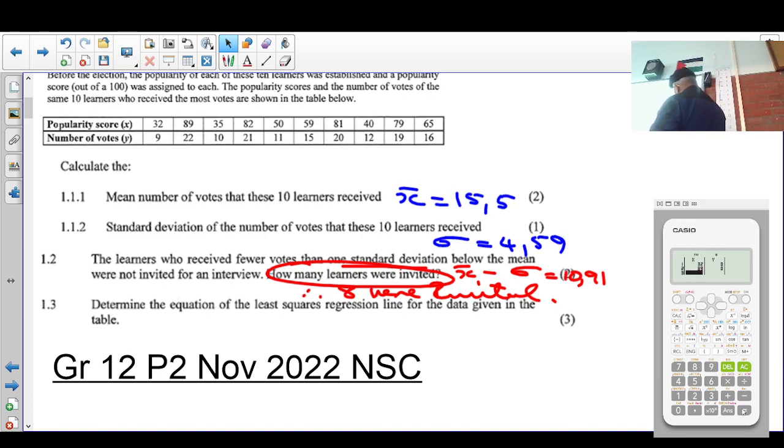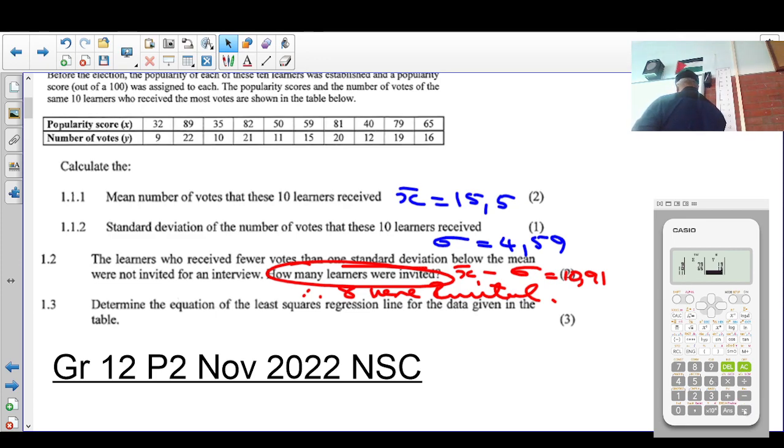32, 89, 35, 82, 50, 59, 81, 40, 79, and 65. I move over. I want the y values now. The y values are 9, 22, 10, 21, 11, 15, 20, 12, 19, and 16.